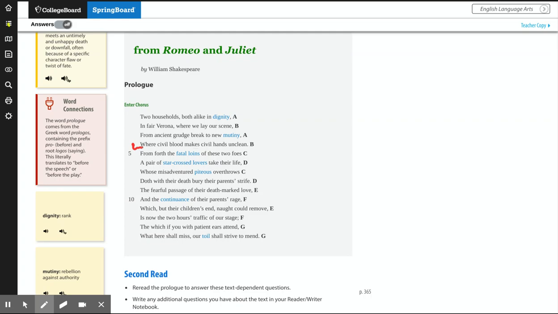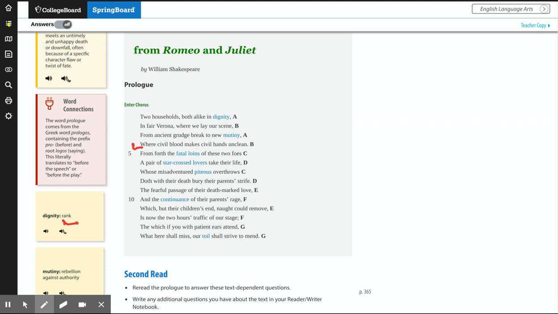I don't know what dignity is, but I know that it's blue here, which means there's a definition. So over here, I look in the margin. Dignity means rank. So that's kind of social rank, social status. So they're both kind of the same high class, wealthy, powerful families. So we have 2 families, and they're both rich, and they're both powerful.